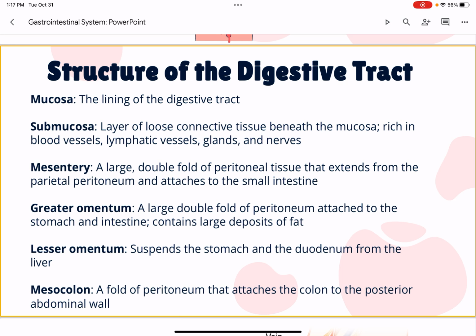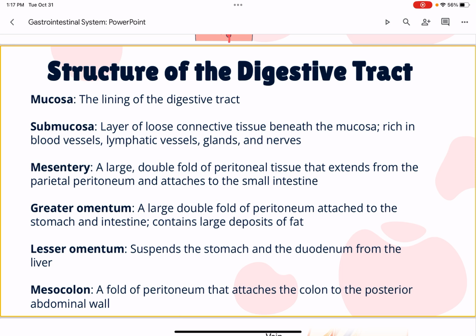When this muscle contracts, it mechanically digests food and also mixes food with digestive juices. This muscle also contracts and relaxes rhythmically, a type of movement called peristalsis that pushes food along through the digestive tract.